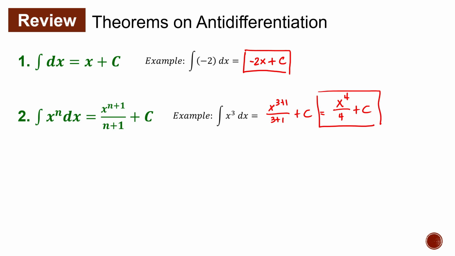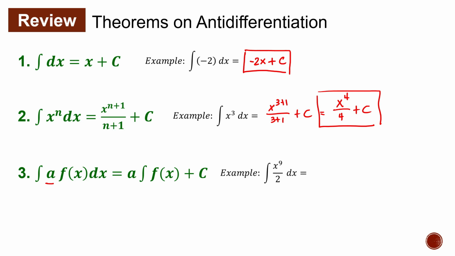All right, let's go to the third theorem. Now here the a is a constant or a numerical coefficient of the function or of this term. So we can take that out of the integral symbol. For example, this one. Now, maybe here in this example, it's not obvious which one is the numerical coefficient of x raised to 9, but it's actually 1/2. So I don't know if you thought about it, but it's 1/2.